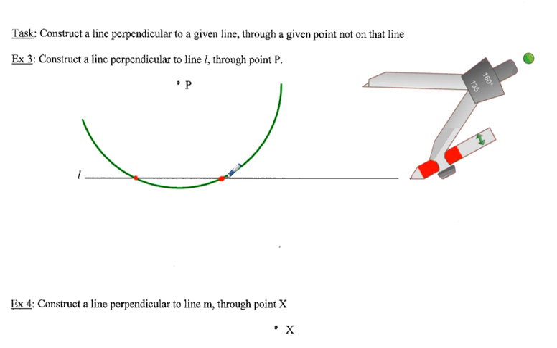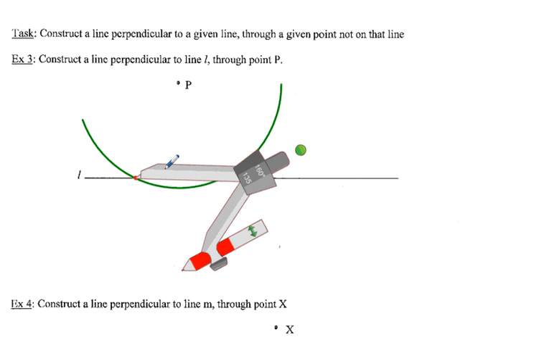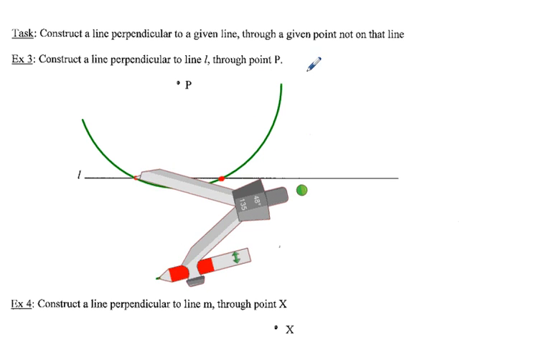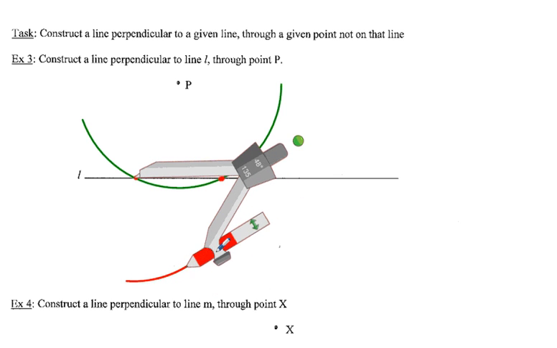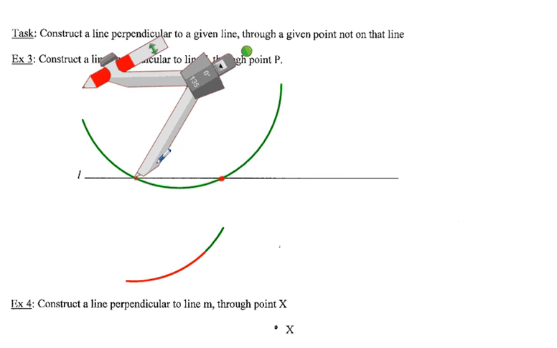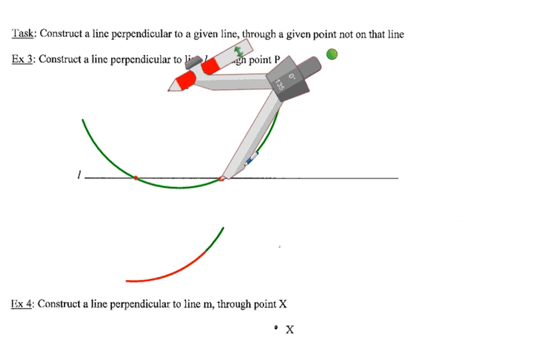Because my second step in this construction is to place the point of my compass on one of those 2 points and draw a second pair of arcs. I'm going to grab my red pen and do this in red so that I can be a little bit different from the green arcs. And then I'm going to place the point of my compass at the second point of intersection, or at that second red endpoint.